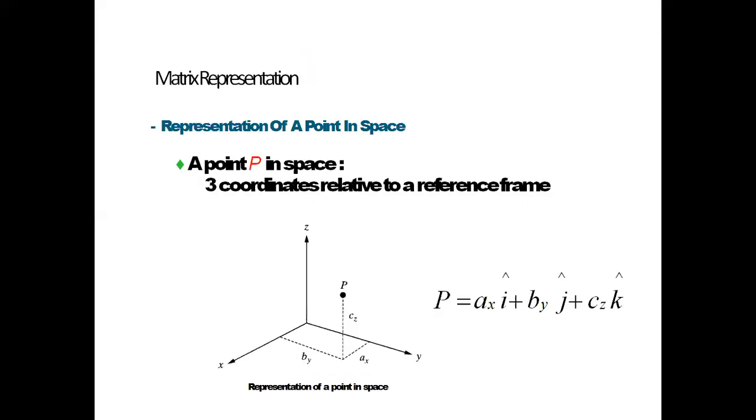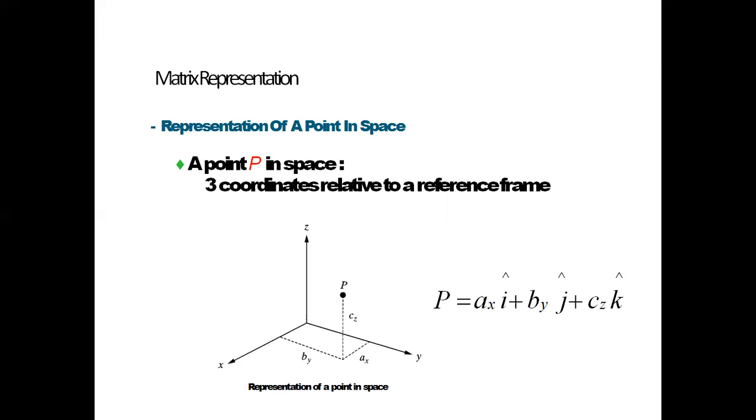Next we have to do the matrix representation. We have to consider the representation of a point in space. A point P in space has three coordinates x, y, and z, given relative to a reference frame. P is equivalent to ax i vector plus by j vector plus cz k vector.